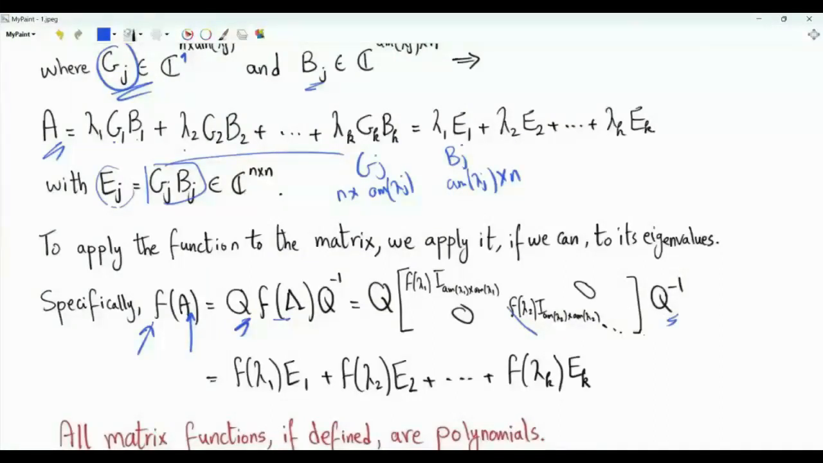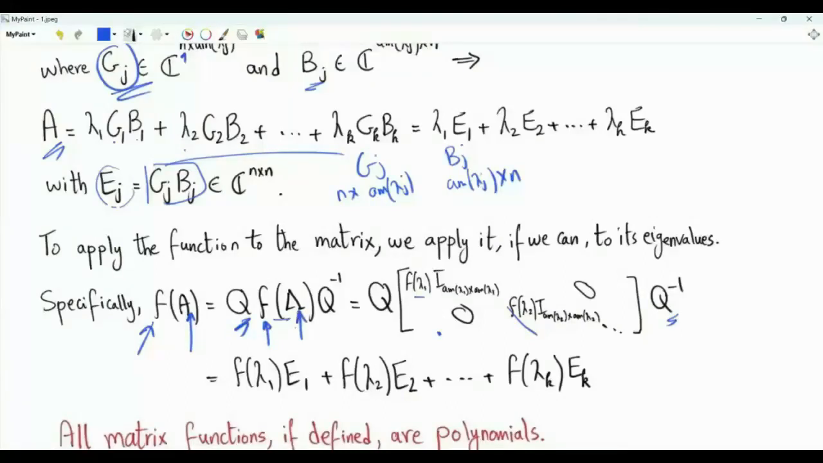The function applied to the matrix means that we apply the function if we can, because it may be that, as a function to R, the function has a restricted domain. Its domain is not the full set of real numbers. So perhaps we have the square root function and its domain is the set of non-negative real numbers. But matrix A may have negative eigenvalues. To be able to apply the function to the matrix in this way, it must be the case that the eigenvalues of the matrix are in the domain of the function.